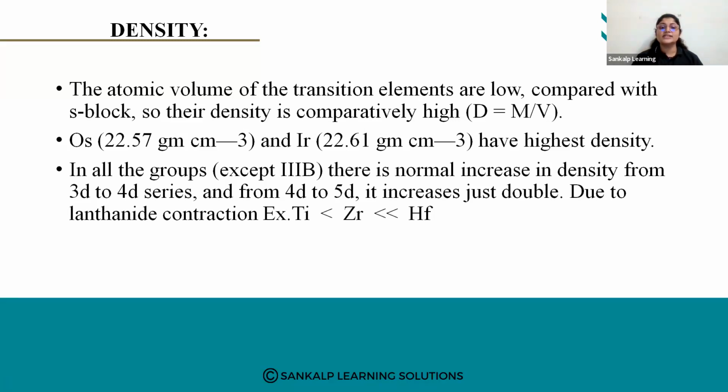In all the groups except 3B, there is a normal increase in density from the 3d to 4d series, and from 4d to 5d series it increases by almost double due to lanthanide contraction. We are going to see lanthanide contraction in the f series. So as you see the different series, there is a slight increase from 3d to 4d, that is, as you go from top to bottom of the elements, it goes on increasing.